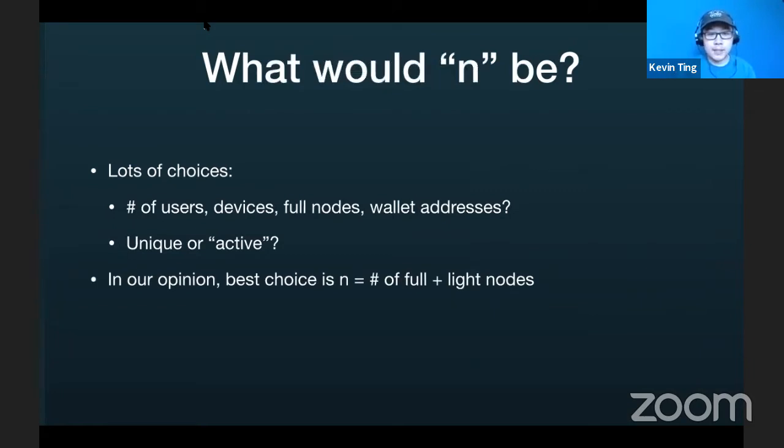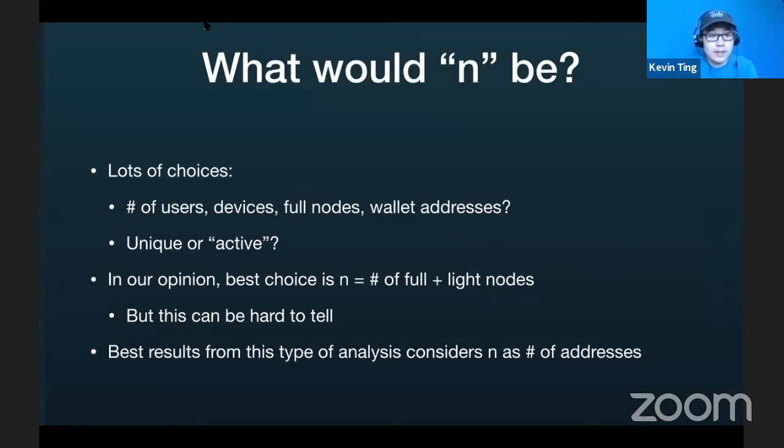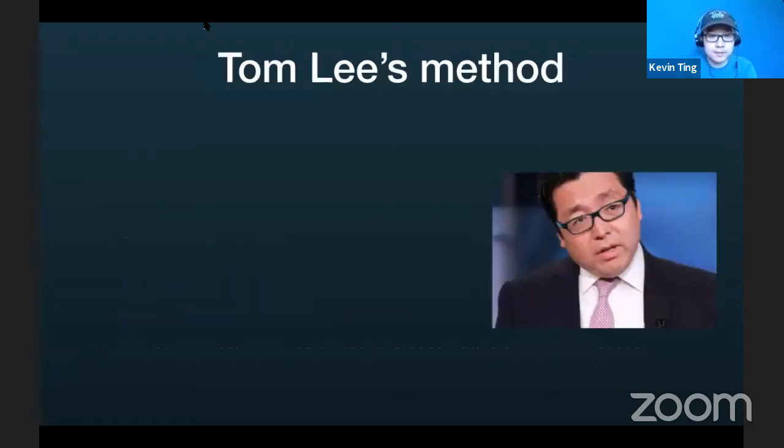In our opinion, the best choice for N is the number of full nodes and light nodes together. But of course, that is potentially hard to tell the exact number, and you'll have to do different ways of researching this to get an estimate. The best results from this type of analysis from the research out there consider N as the number of addresses.